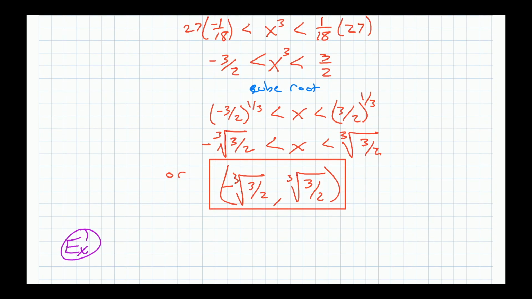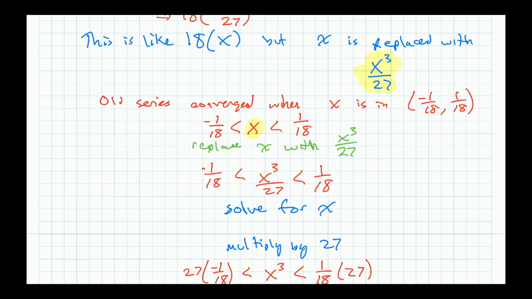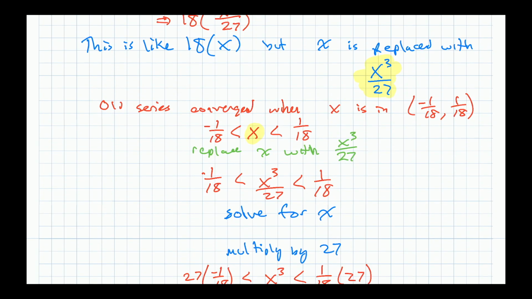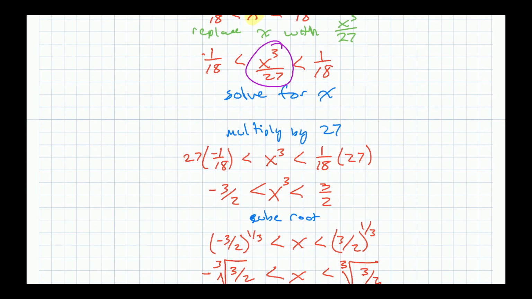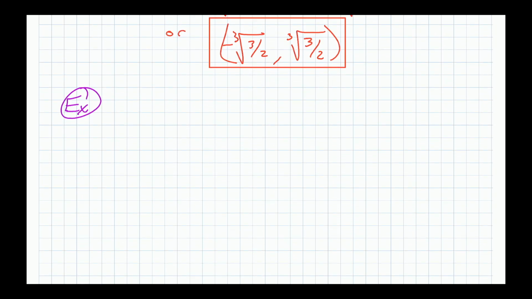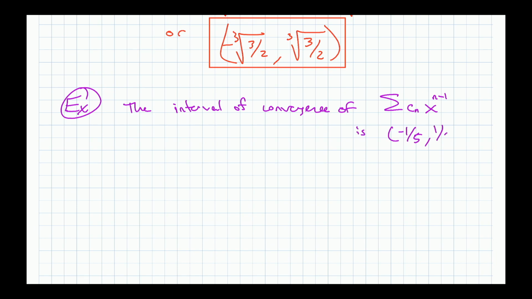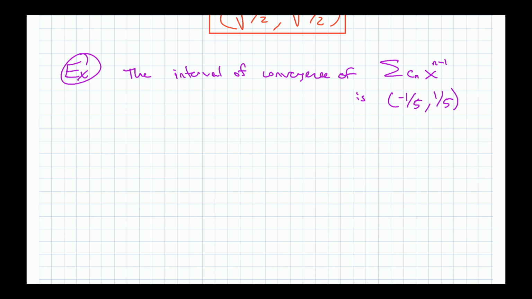So again, you have to figure out what you replaced the x with. That's kind of the hard part. Once you do that, you just replace it in the inequality for the interval of convergence and solve for x. So here's one. The interval of convergence of Cn x to the n-1 is -1/5 to +1/5. Hey, they didn't give us a real series. They just called them C's. That's fine. So the interval of convergence there is -1/5 to +1/5.